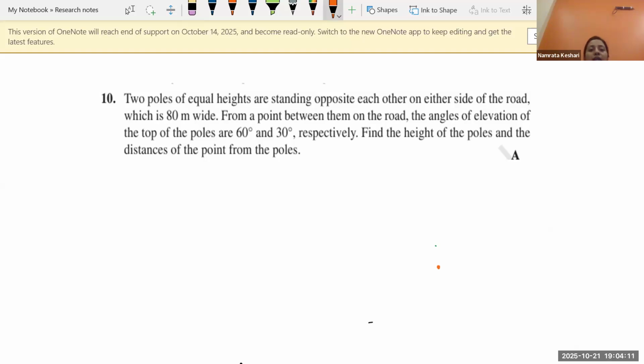Two poles of equal height are standing opposite to each other on either side of a road. So two poles must be like this, one of the poles like this, one of the poles like this, and in between, there is a road like this. Okay. So two poles of equal height. I have drawn two poles of equal height standing opposite each other on either side of the road, which is 80-meter wide.